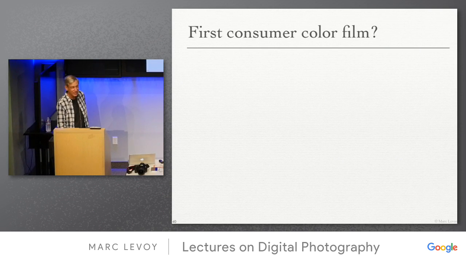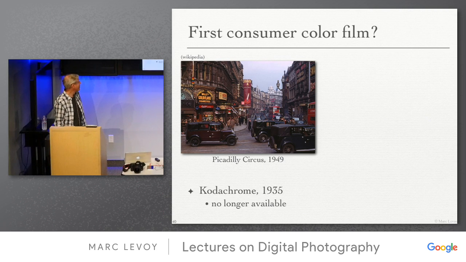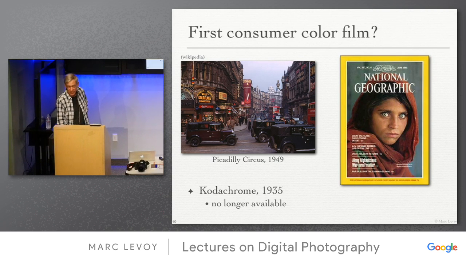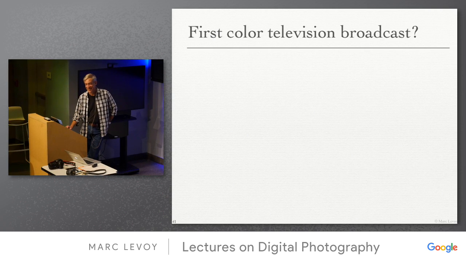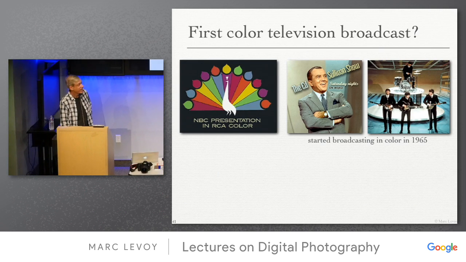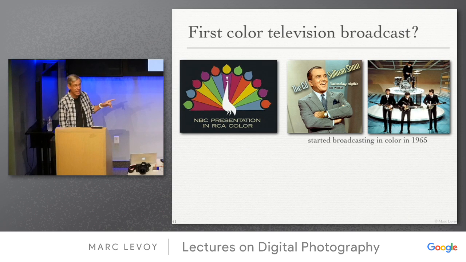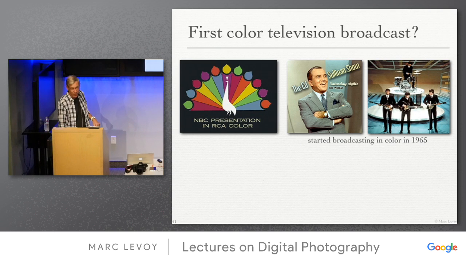First consumer color film. Anyone know? Kodachrome. Yeah. And lots of very famous photographs taken with Kodachrome. No longer available. How about the first color television broadcast? It was the Ed Sullivan Show, broadcasting the Beatles. This is not the famous Beatles on the Ed Sullivan Show. That was in 1964, not 1965, and it was in black and white.